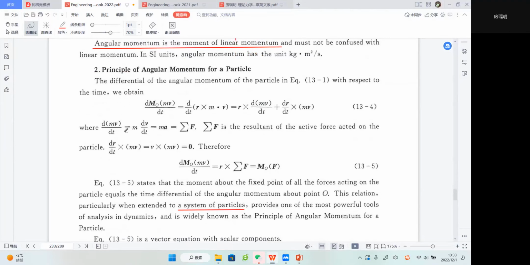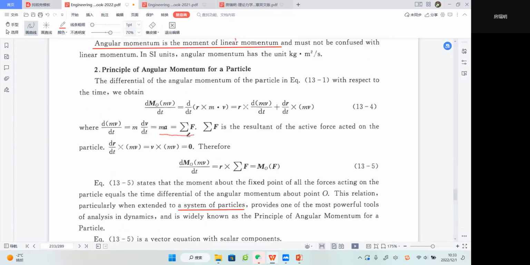Let's talk about the first part. Actually d(mv)/dt is m dv/dt because m never changes. And dv/dt is actually the acceleration. You see, what is this?